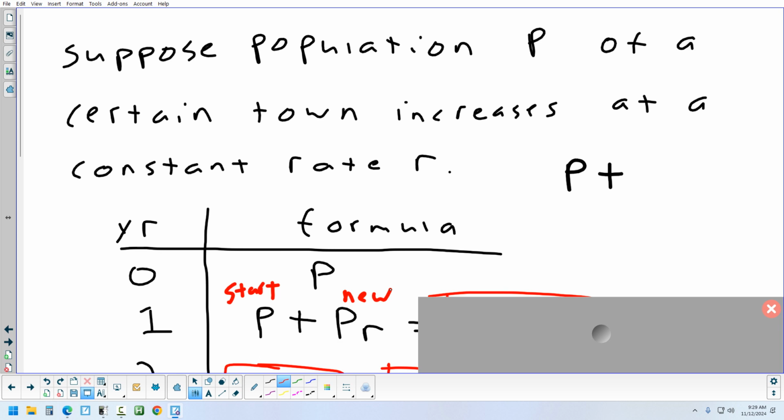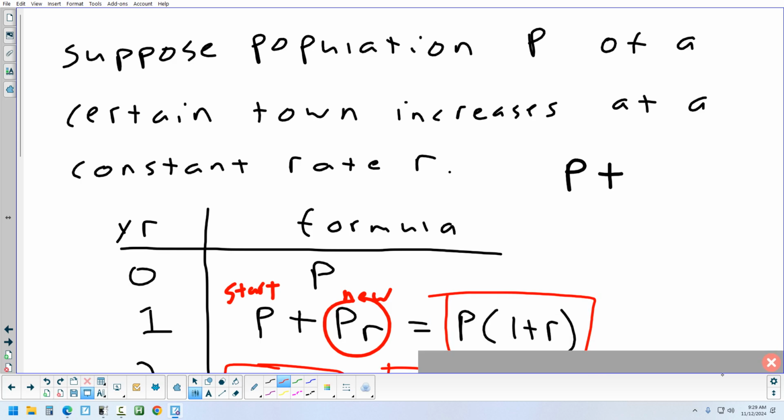P times R is just this, P plus P times R. Yep. P times (1 plus R). If you can't think of it that way, we're going to have a problem. It's not going to work. So we have to think of it as P times (1 plus R). Okay, that's your new population.